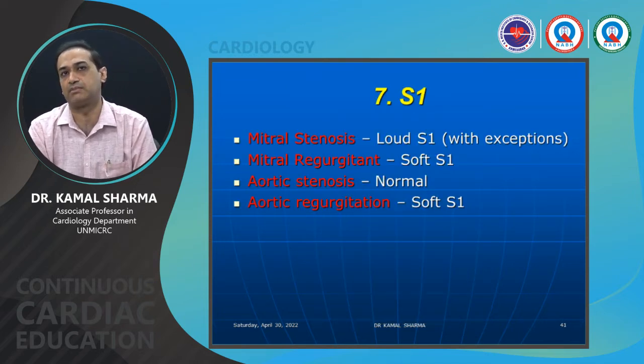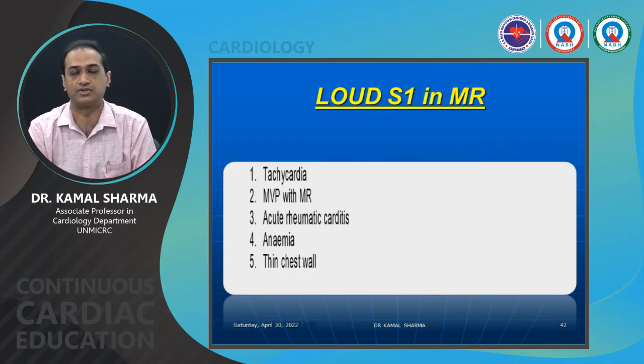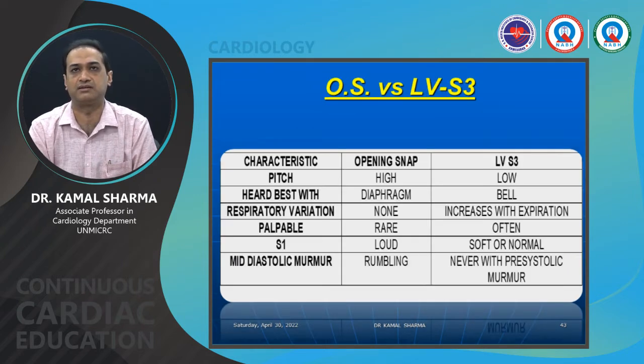S1 is usually loud in mitral stenosis. It's soft in MR. In AS it's normal, and in AR it is also soft. Loud S1 in MR would usually be a feature of tachycardia, MVP with MR, acute rheumatic carditis, anemia, and thin chest wall.